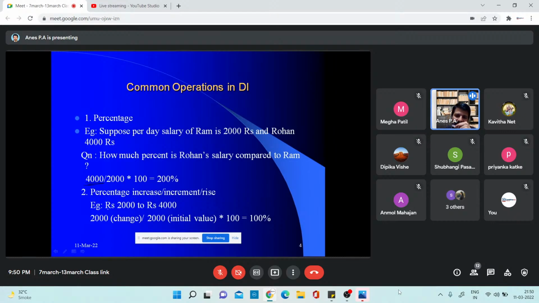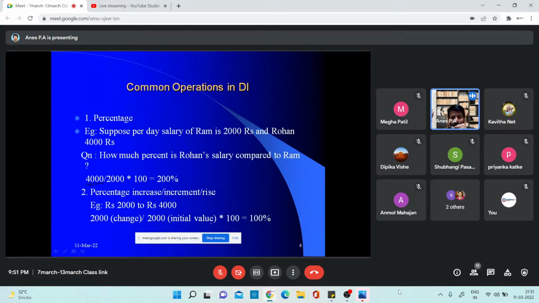For that, the example is rupees 2000 to rupees 4000. There is a salary hike from 2000 to 4000. So we find the percentage change. We give the numerator as that change and the denominator as the initial value. So we need to find what change occurs on the initial value by the increment. Here the change is 2000, and 2000 is also the initial value, into 100.